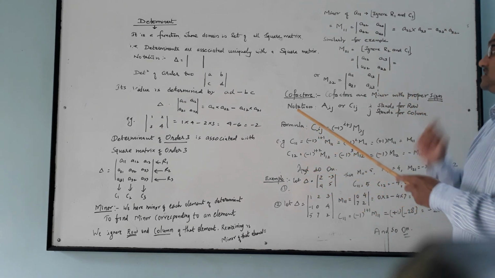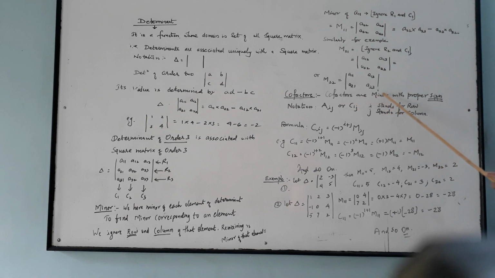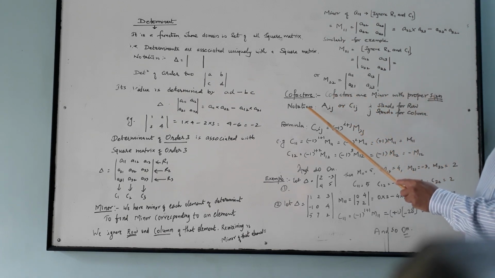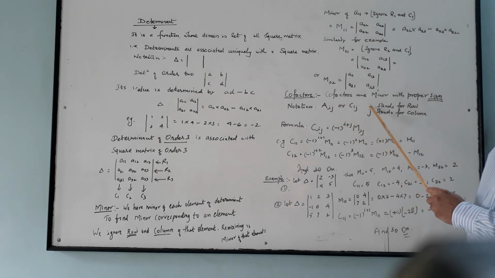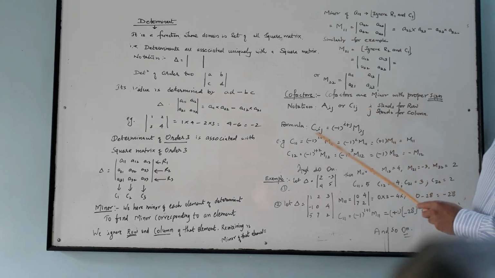Now we come to the next topic, cofactor. Cofactors are minors with proper sign. This is the definition of cofactor: you have to put the proper sign with the minor, and you will get the cofactor. We denote the cofactor by this symbol or this symbol, Aij or Cij. I stands for the row and J stands for the column of the element.